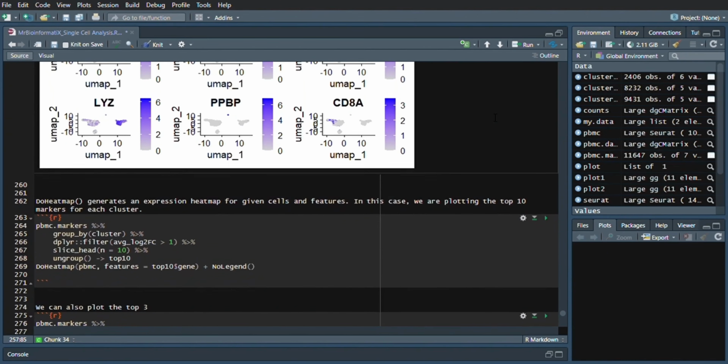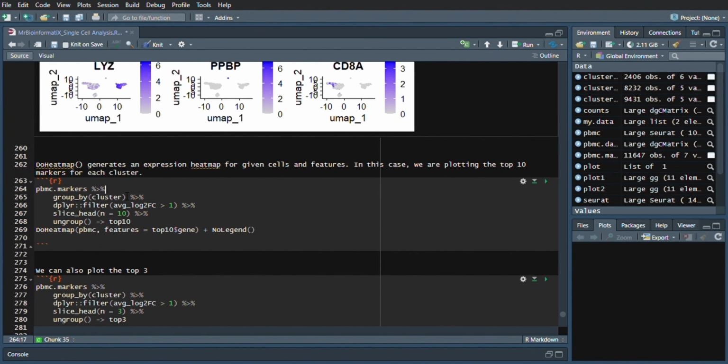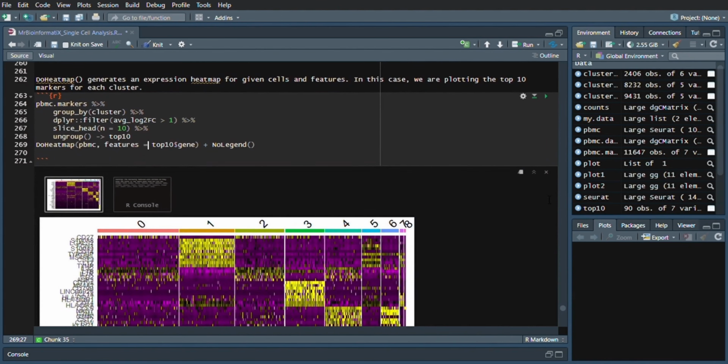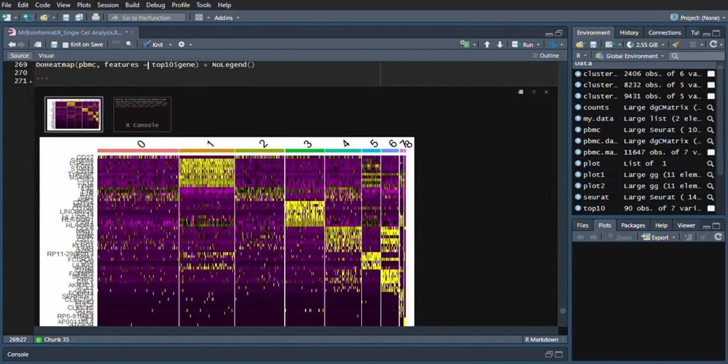So, we will write PBMC.markers, group by cluster, then dplyr, we use filter, average log2 fold change more than 1, and we use slice_head with n equal 10, which is the top 10 genes, and we call it top10. And then we put DoHeatmap. Let's run our code. And here we have it.